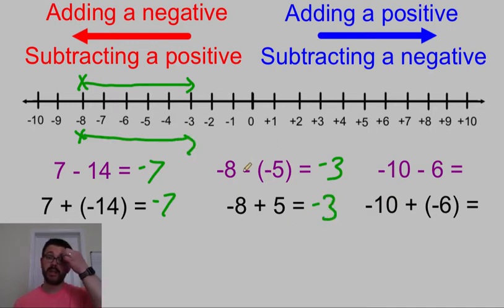So you're kind of noticing that subtracting a negative is the same thing as adding a positive, or subtracting a positive is the same thing as adding a negative. You get the same answer just by rewriting the problem. Here, negative 10 minus 6. So I'm at negative 10, and I want to go down 6 more. So that would take me to negative 16. Or negative 10 plus negative 6. Same signs, add and keep their signs.